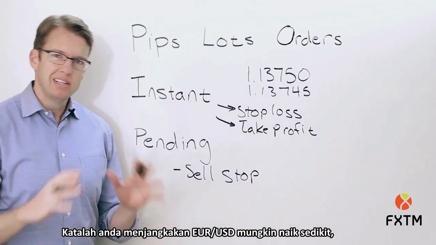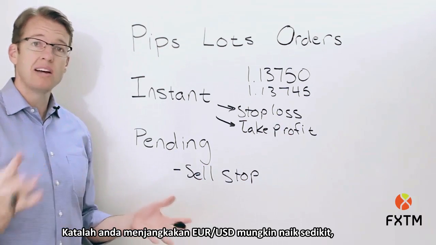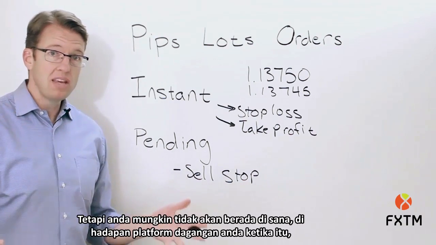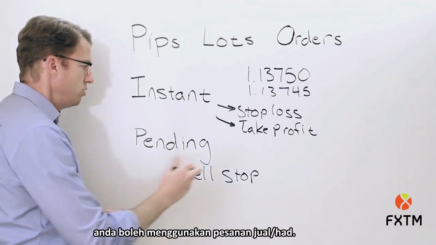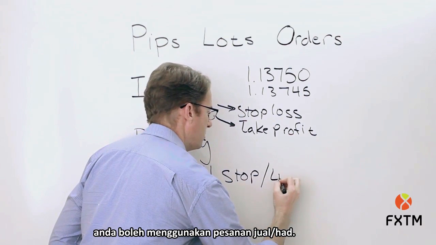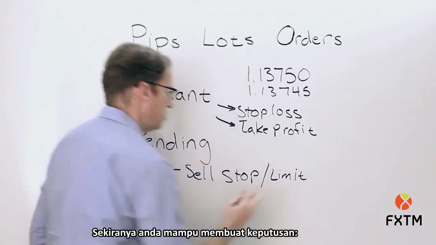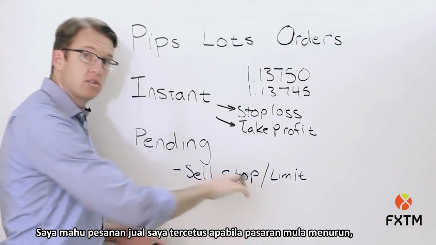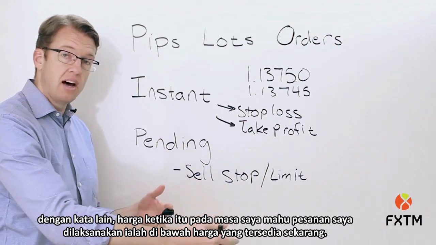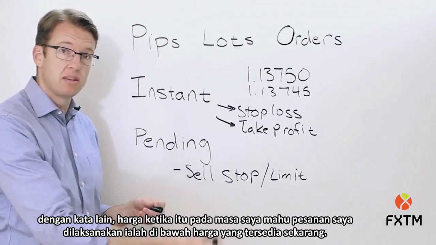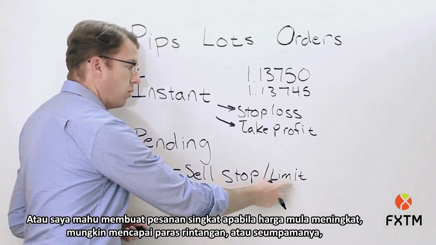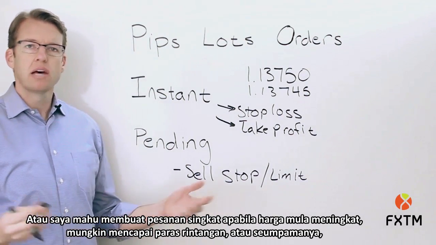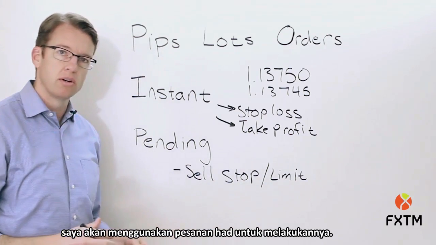Now, if you instead, let's say you anticipated that the euro dollar might rise a little bit, maybe it's going to get to a resistance level and you want to sell at that point, but maybe you won't be there in front of your trading platform at the time. So you could use a sell limit order. So in this case, you have the ability to basically decide, I want my sell order to trigger as the market starts falling. So in other words, the price at that time that I want that order to execute is underneath the price that's available right now. Or I want to short as the market begins to rise, maybe hits a resistance level or something like that. And so I'm going to use a limit order to do that.